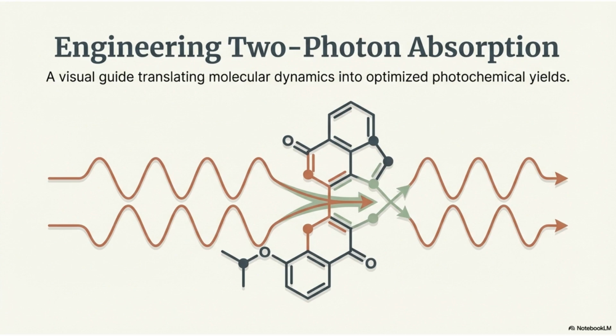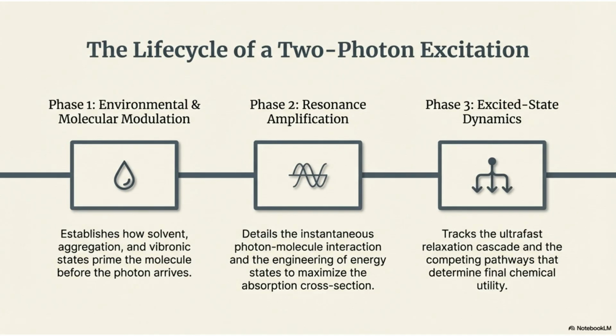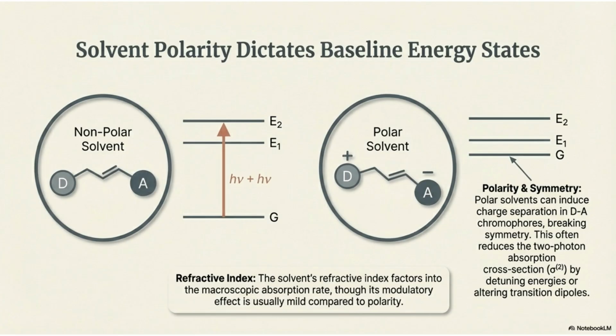This video is a visual guide on engineering two-photon absorption, translating molecular dynamics into optimized photochemical yields. The life cycle of a two-photon excitation involves three phases. Phase 1 is environmental and molecular modulation. Phase 1 includes solvent polarity, which dictates baseline energy states.